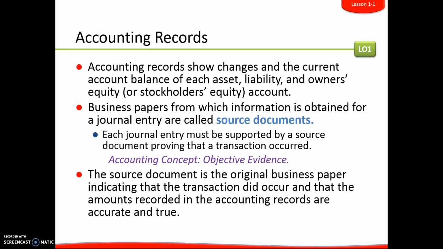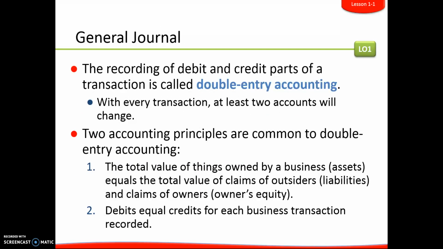Remember that each journal entry has to be supported by a source document to prove that the transaction did occur, and that the source document is the original business paper, and that we use them to make sure that the amounts recorded in the accounting records are accurate and true. So that brings us to remembering that everything we've learned so far has been done around double entry accounting. Remember, double entry accounting simply means that we record the debit and credit parts of a transaction.